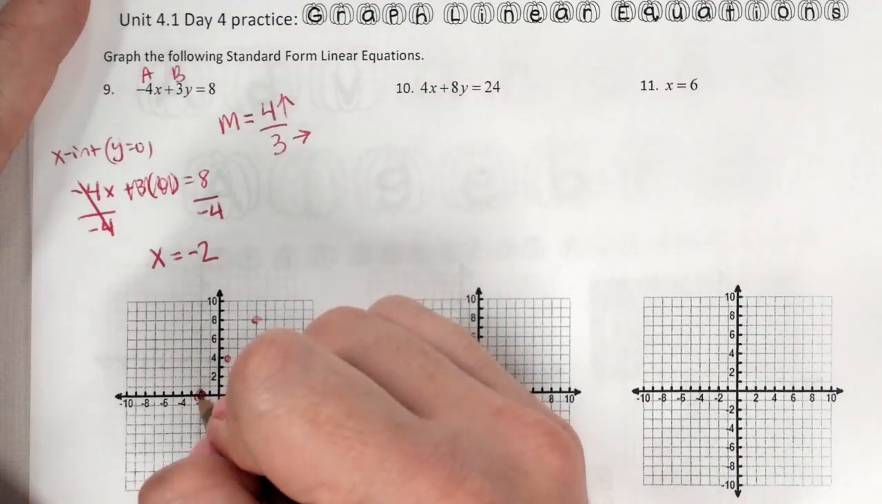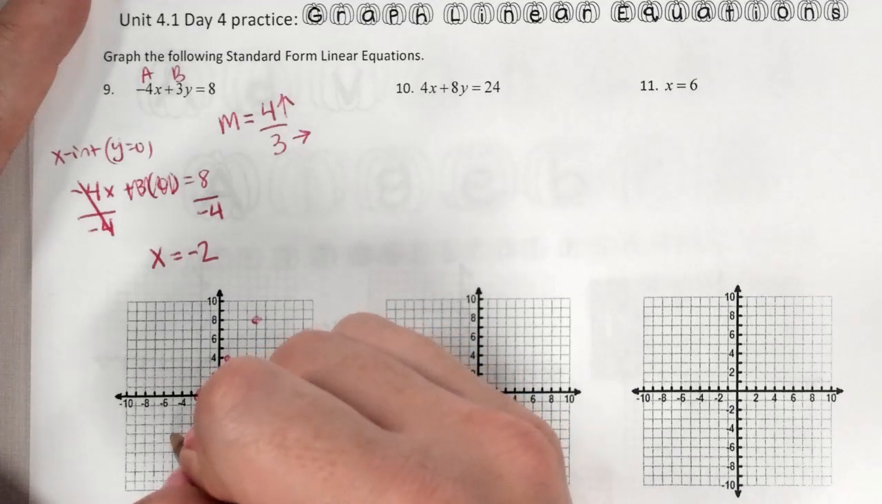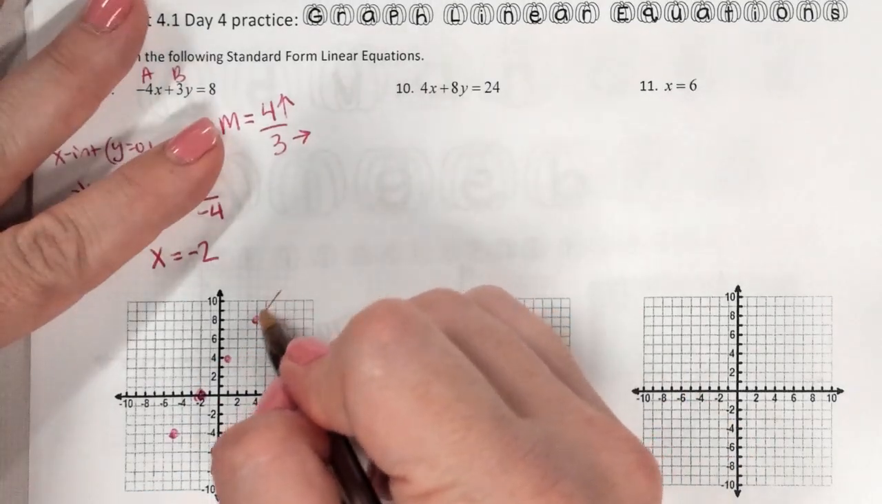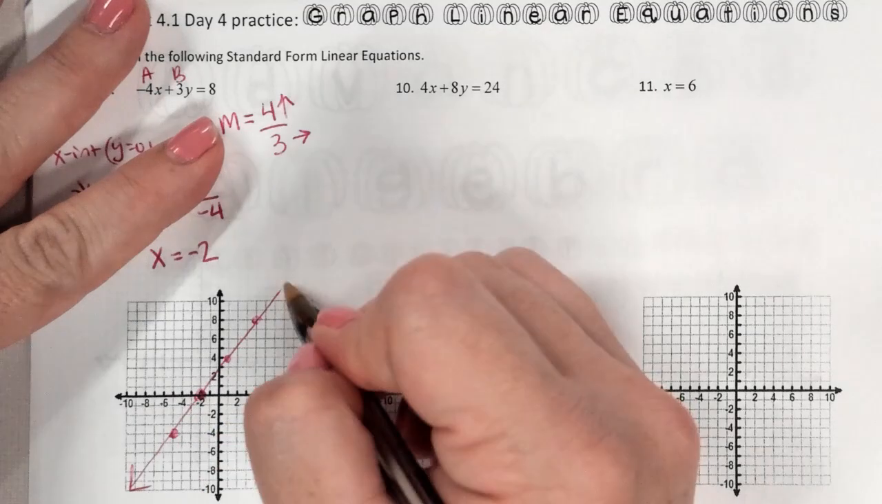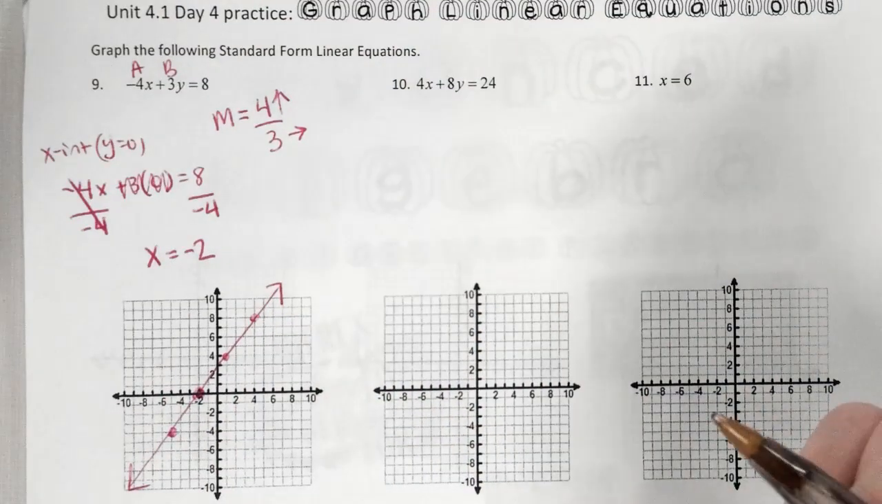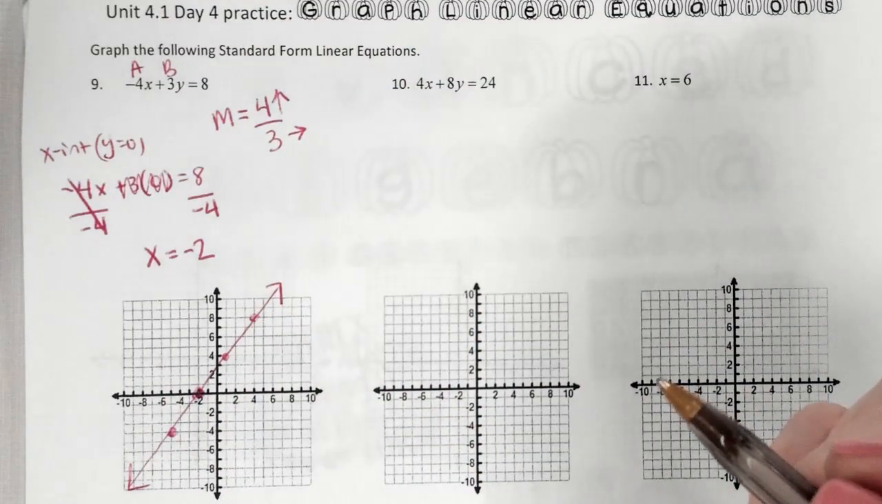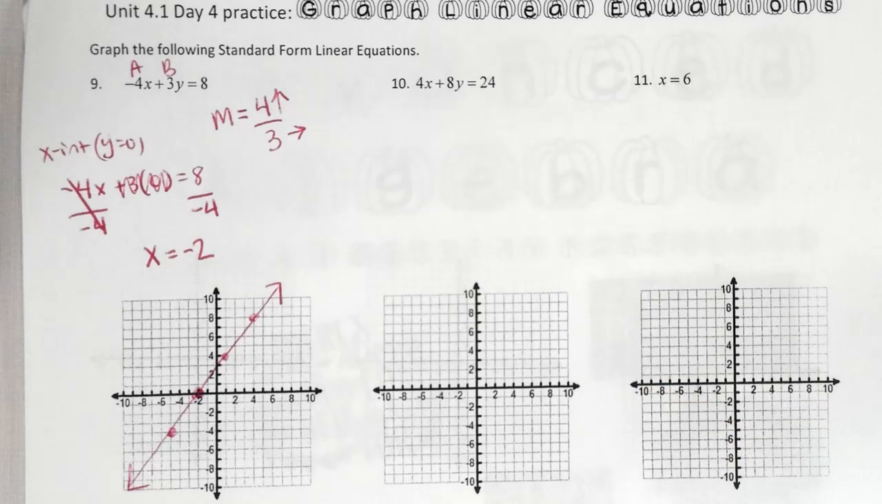And then I can go down 4, backwards 1, 2, 3. So I plotted 4 points. And there's my line. Any questions with what you're doing? Okay, so this is what you're working on.